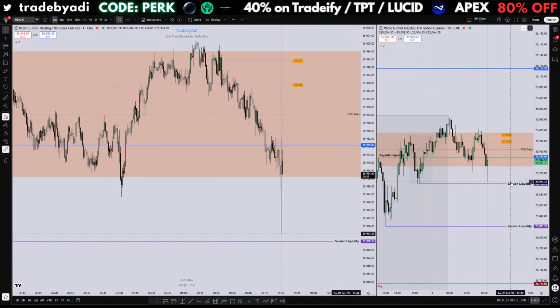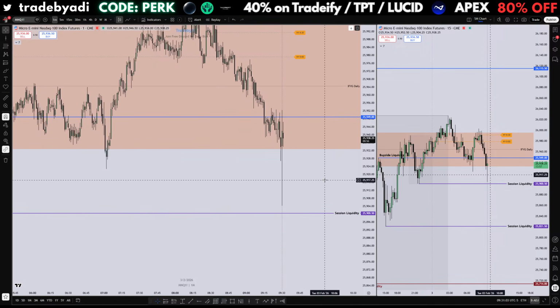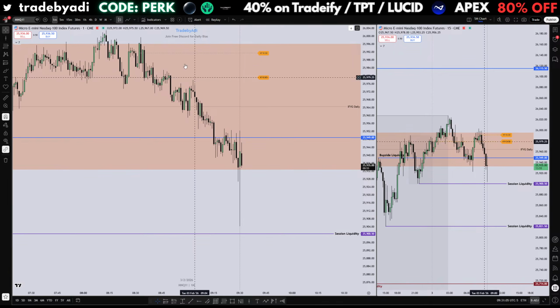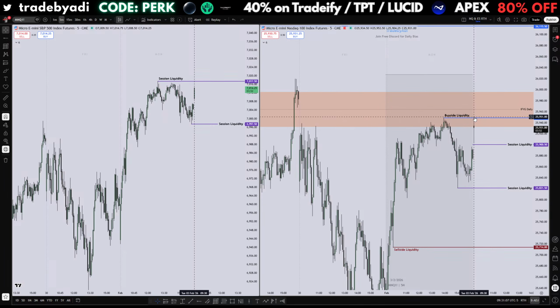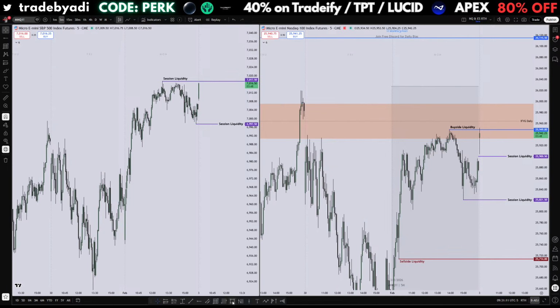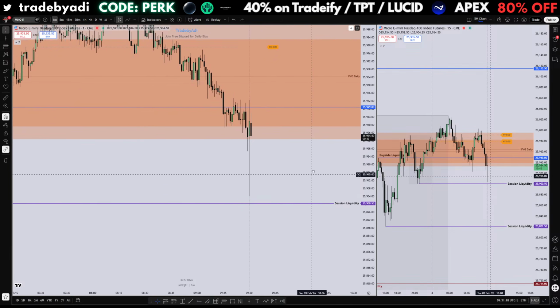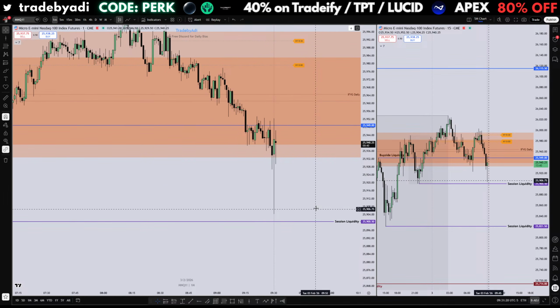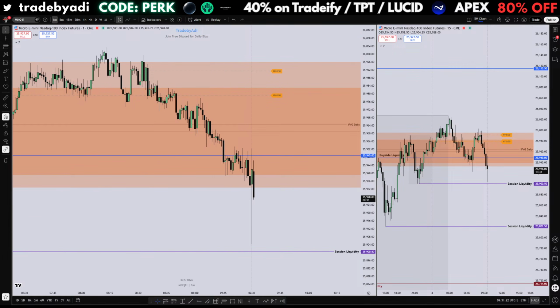It has not taken out the Asia low yet. It has taken out this buy side liquidity. Let's see, mark this gap. We don't have any news on Tuesday. We used to have the NFP on Thursday, but there is no NFP.